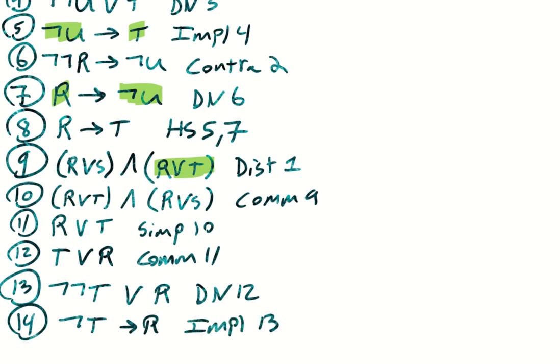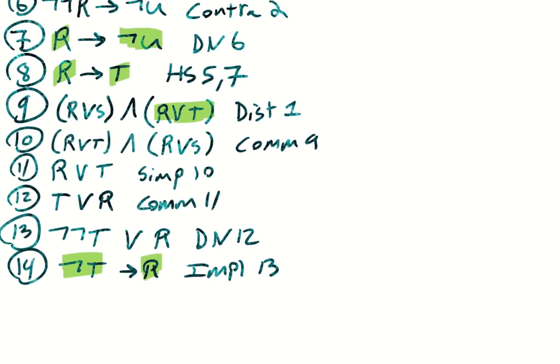So look very closely. We have this if not T, then R, and then if R, then T. Hence for line 15, we have if not T, then T. Hypothetical syllogism, lines 14 and 8. But let's do another implication. Let's get back to a disjunction, because we're going to want a tautology, right?